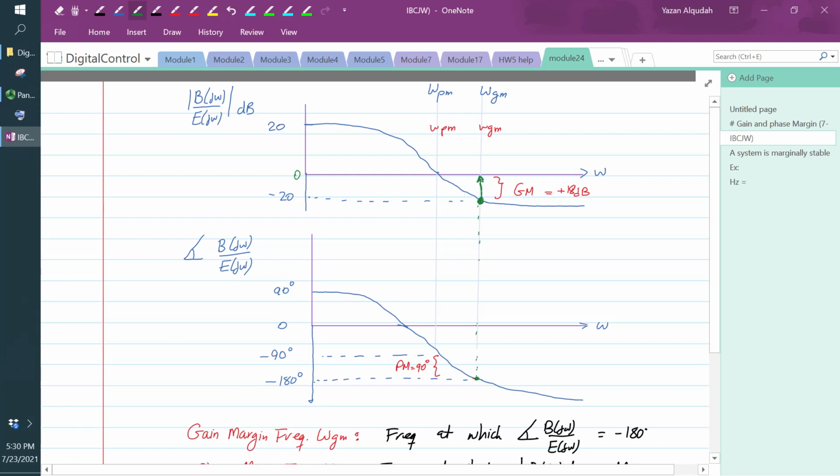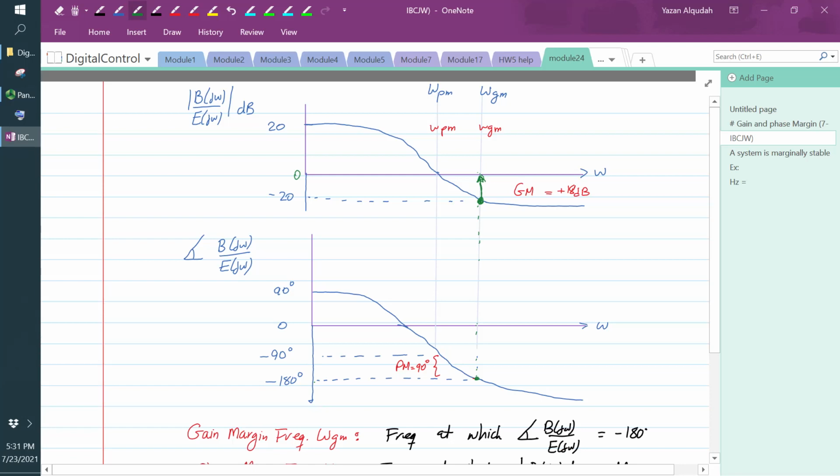Now what does this 18 mean? It means I have a cushion against the system becoming unstable of 18 dB. If the system had a curve that looks something like this here, then it would be marginally stable. I have 18 dB before I reach that curve there. So this is what the gain margin means.